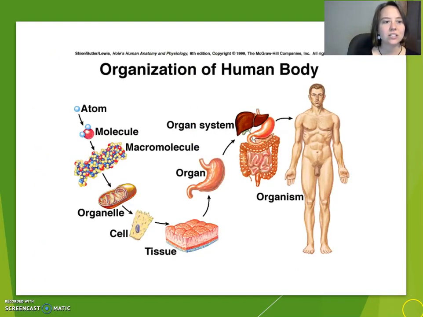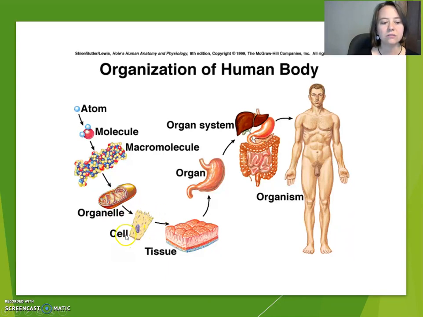Let's look at some pictures of the human body and the organizational levels. Starting out with the smallest is an atom. Several atoms make a molecule. Again, please pause the video, and this is a specific molecule. I would like you to take a guess. Several molecules together will make a macromolecule. Macromolecules will make up an organelle, and this is a mitochondria. If you remember from biology, the powerhouse of the cell.